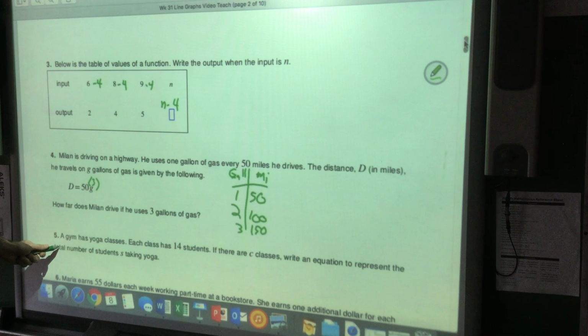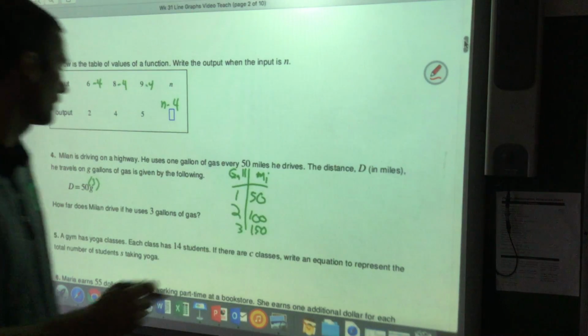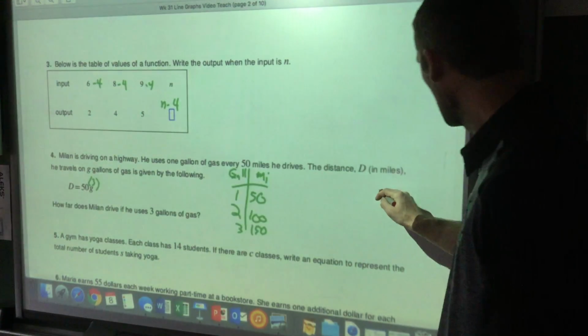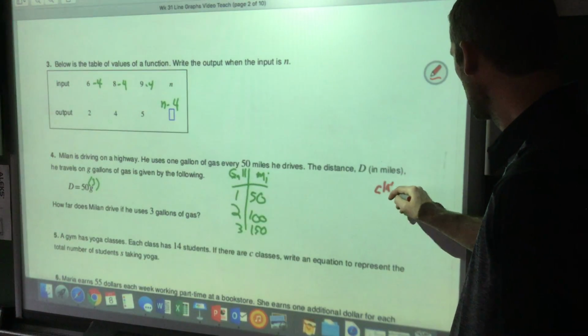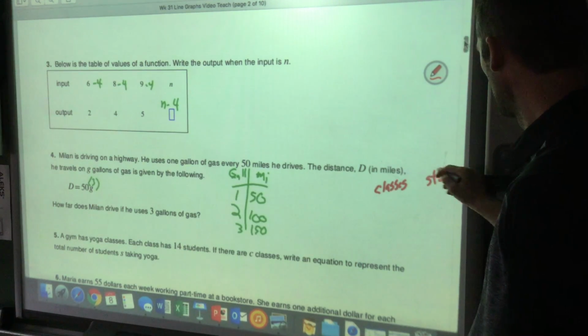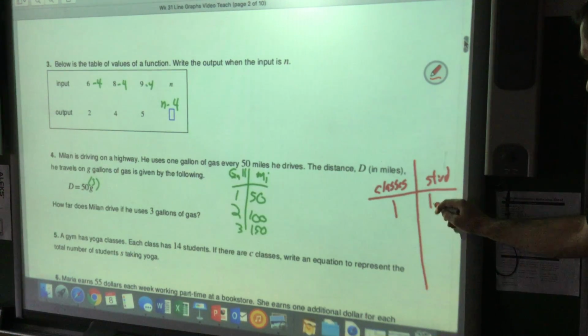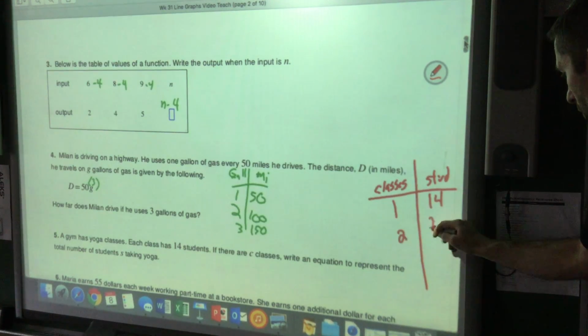Next, a gym class has yoga classes. Each class has 14 students. If there are C classes, write an equation to represent the number of students S taking yoga. Okay, so I have classes first, and then I have students. So 1 class would be 14, 2 classes would be 28.